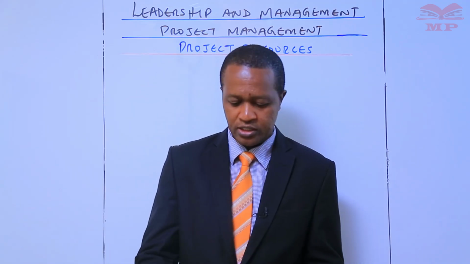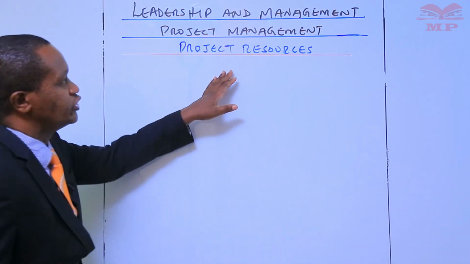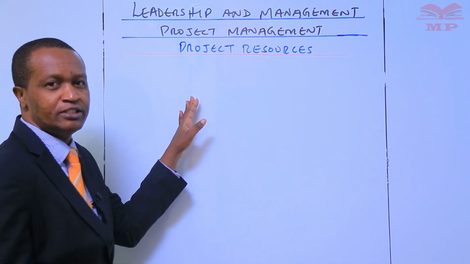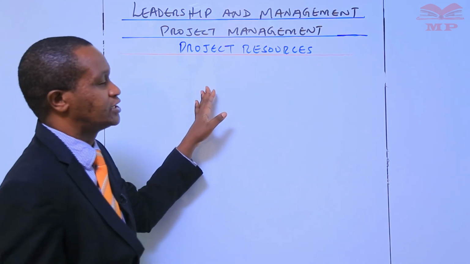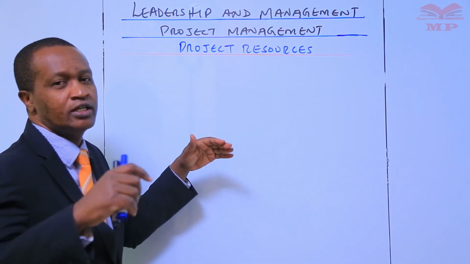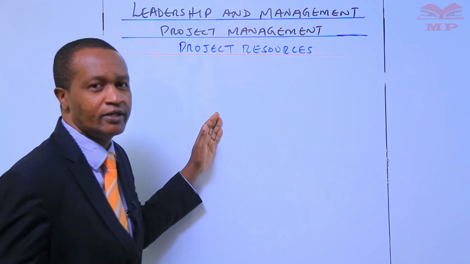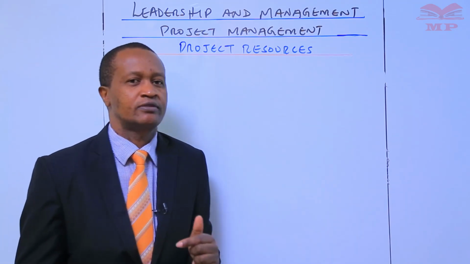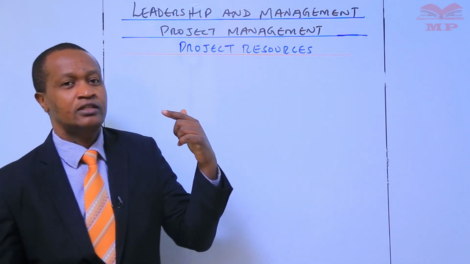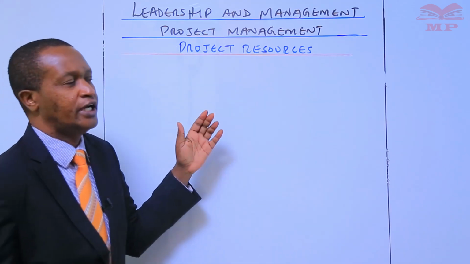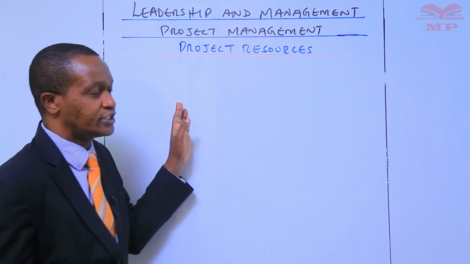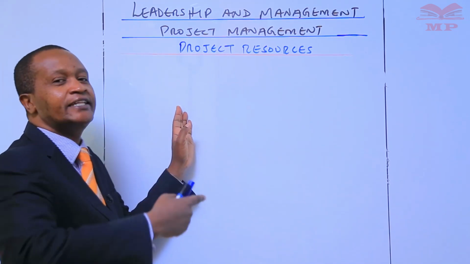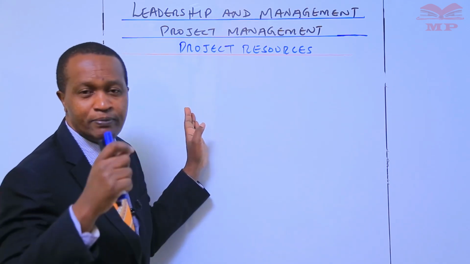Today we will look at project resources. This is what we study under project resource management. Candidates, project resource management includes the processes to identify, to acquire, and manage the resources needed for successful completion of a project. The processes help ensure that the right resources will be available to the project manager and the project team at the right time and at the right place.